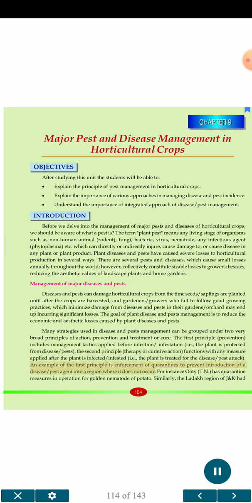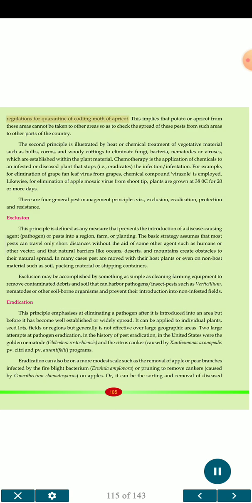An example of the first principle is enforcement of quarantines to prevent introduction of a disease, pest agent into a region where it does not occur. For instance, UT-TN has quarantine measures in operation for golden nematode of potato. Similarly, the Ladakh region of J&K had regulations for quarantine of codling moth of apricot. This implies that potato or apricot from these areas cannot be taken to other areas so as to check the spread of these pests from such areas to other parts of the country.